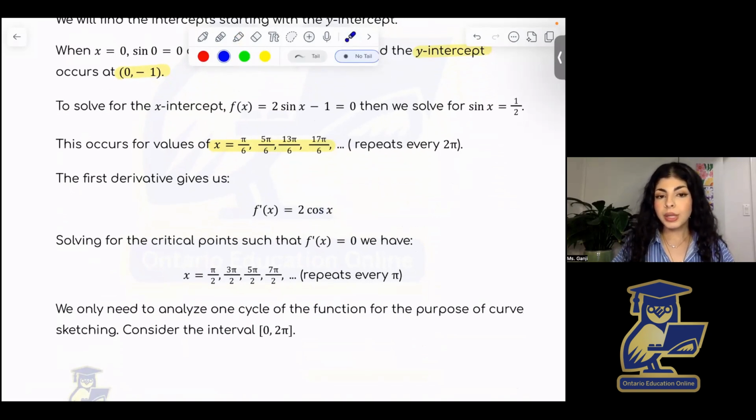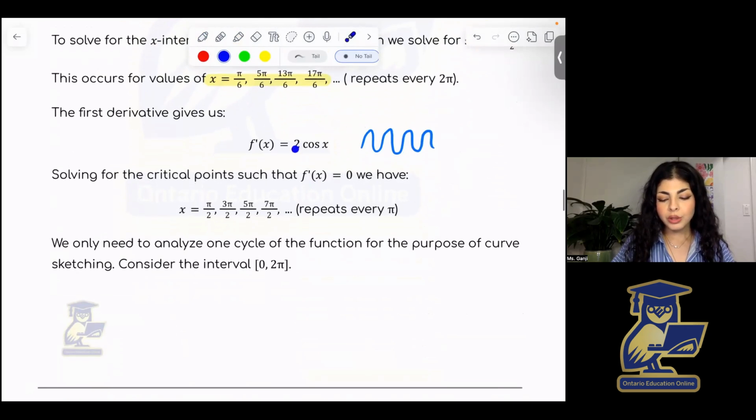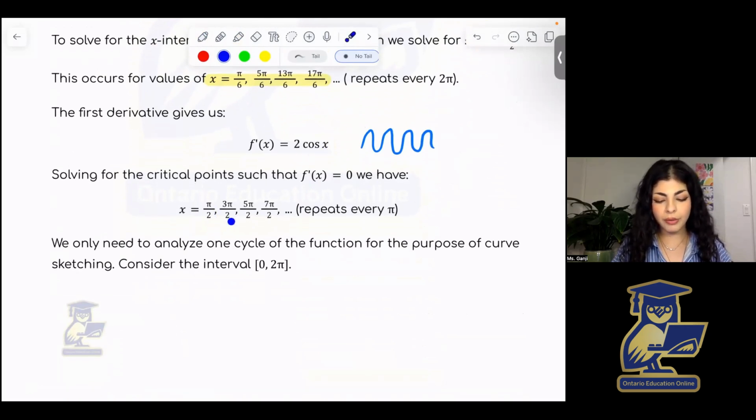And as you would expect for a sine function that kind of looks like this, we also have many maximums and minimums. And so we are also going to have an infinite number of critical points. So for 2 cosine of x equals 0, we have that x is pi over 2, 3 pi over 2, 5 pi over 2, 7 pi over 2. The 2 doesn't really contribute anything here. We just look at when cosine of x is equal to 0. And this repeats every pi.